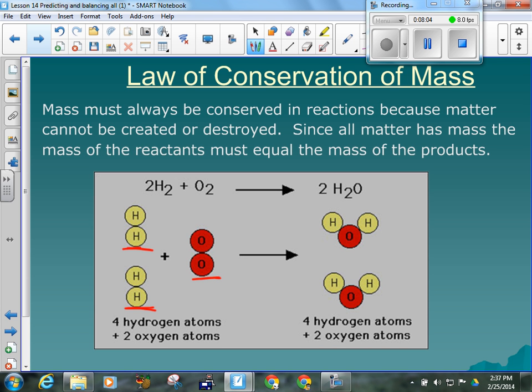So if we're looking at this reaction here where we're forming water by reacting hydrogen gas with oxygen gas, we can see that on this side there are 4 hydrogen atoms, and on this side there are 4 hydrogen atoms. On this side, there's 2 oxygen and 2 oxygen. So we've balanced that reaction. We've obeyed the law of conservation of mass. There's the same amount of everything on both sides.